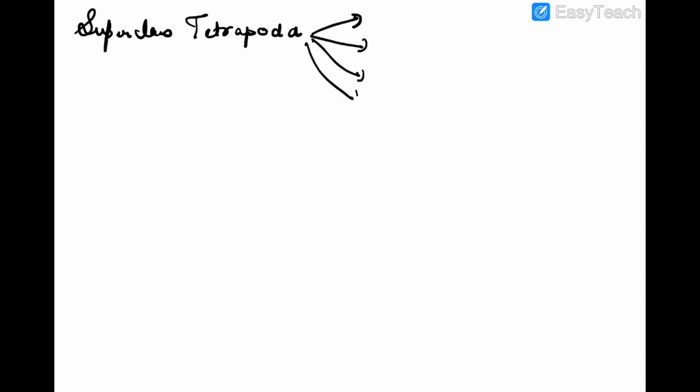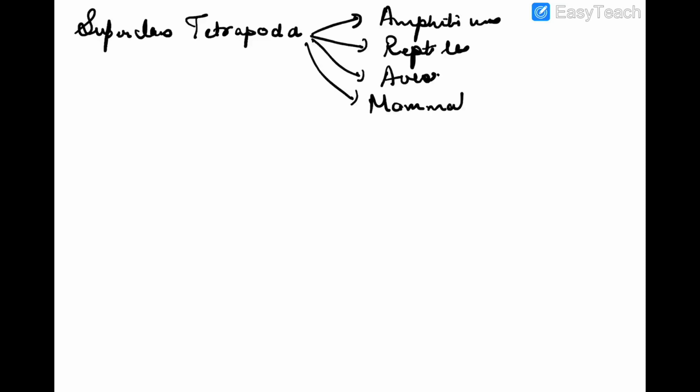Now let us discuss superclass Tetrapoda, which includes 4 classes, that are class amphibians, class reptiles, class aves, and class mammals. So first let us talk about class amphibian.